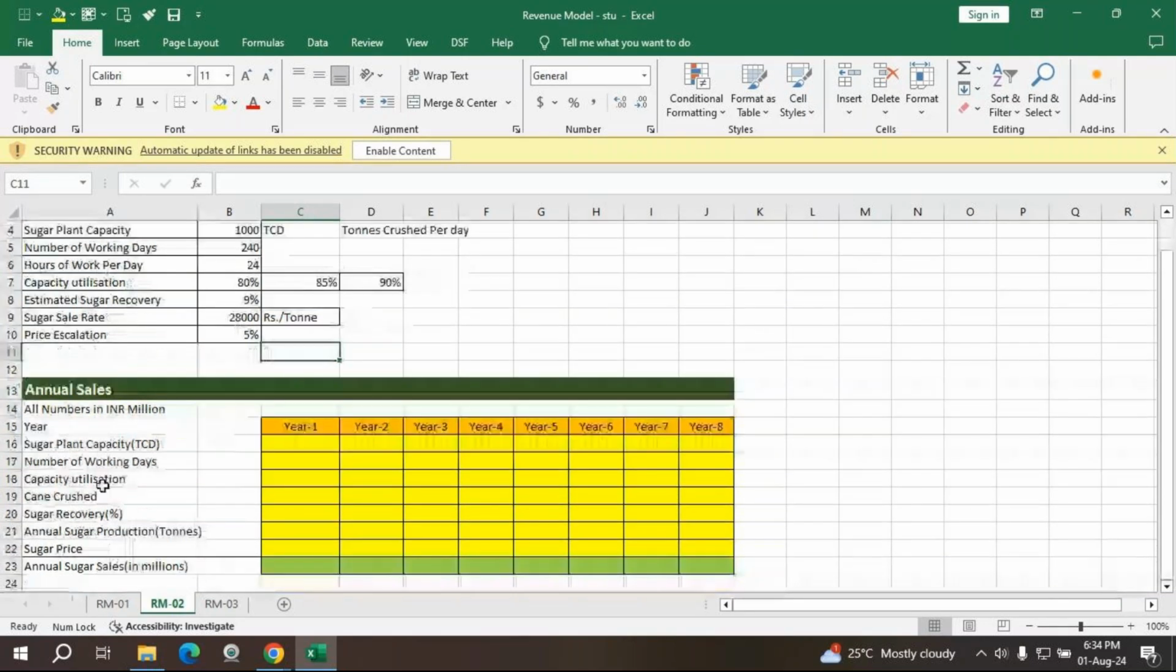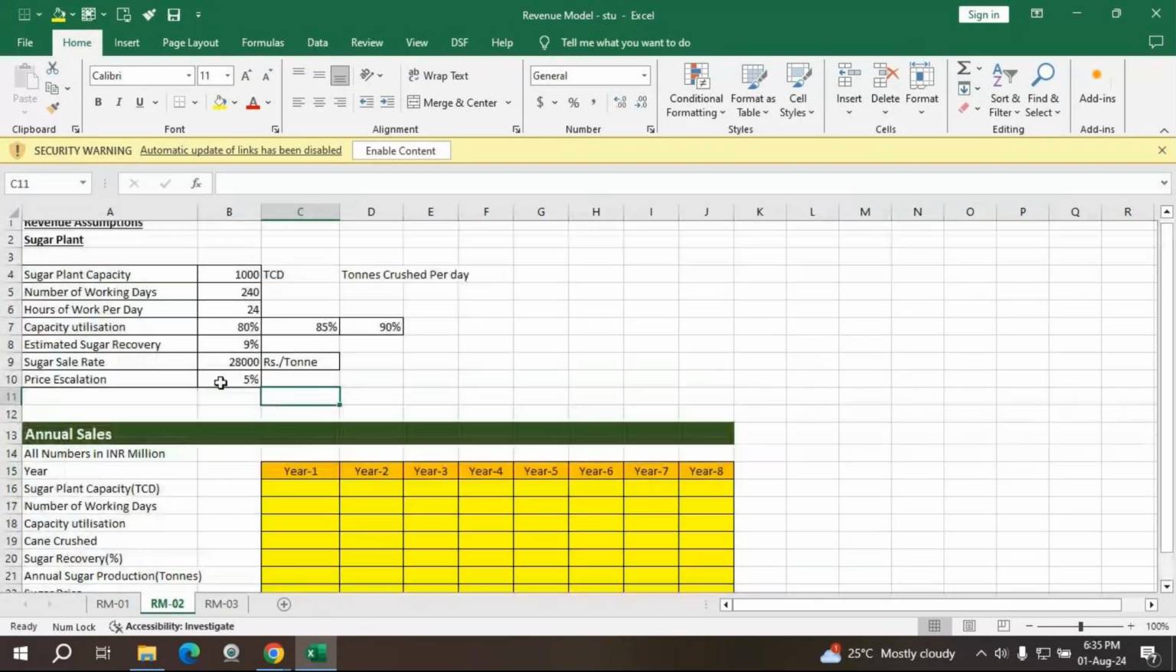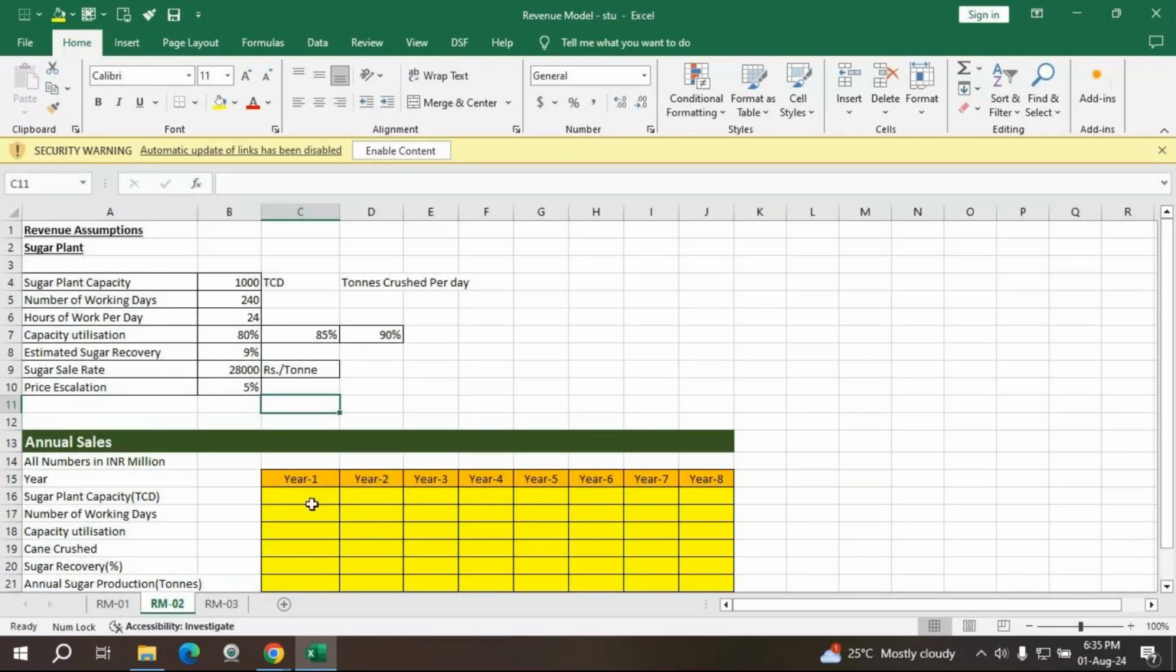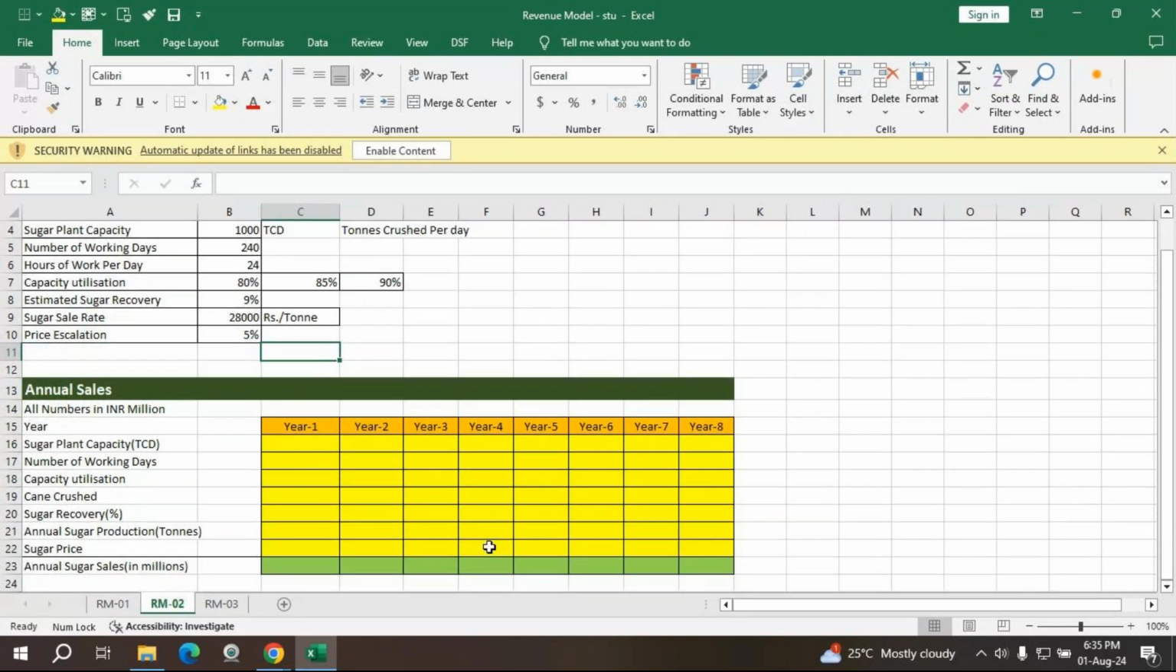So cane crushed. How much cane is crushed will be sugar plant capacity into number of working days into capacity utilization. I'm going to get this cane crushed. Sugar recovery, they have told 9%, and there are no changes, so that also remains the same. Annual sugar production in tons will be cane crushed into sugar recovery.